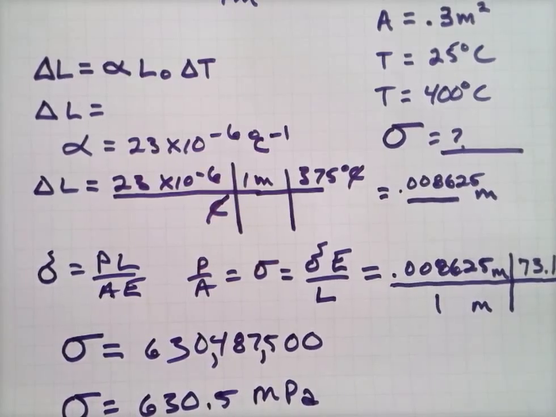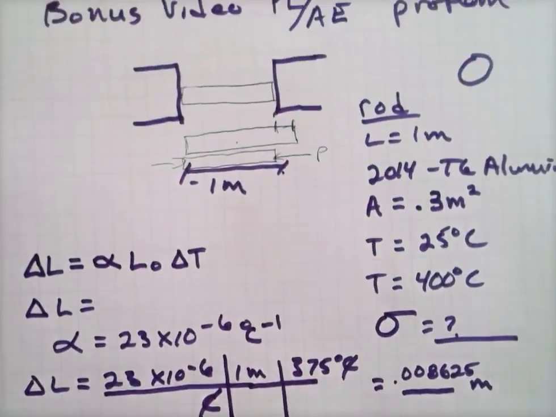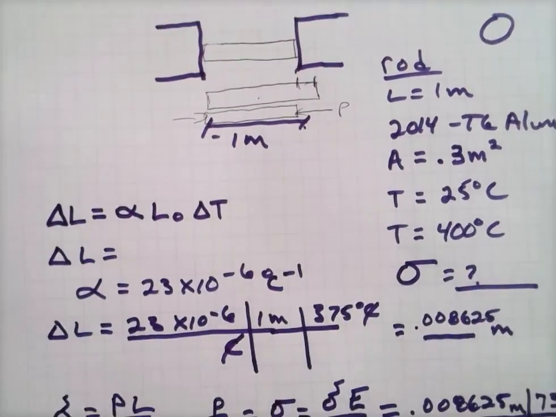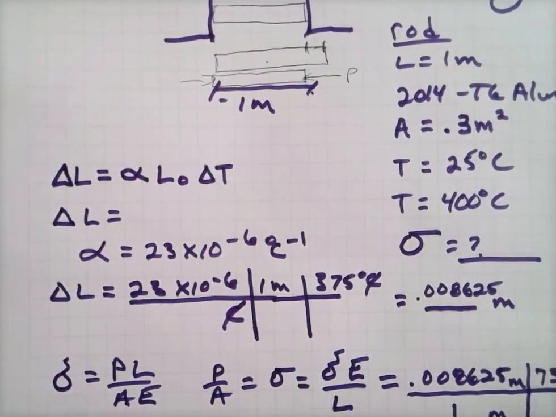All right, well, there's your bonus video. It was a PL over AE problem where the temperature increase made the rod want to expand, but the force of the immovable walls prevented it from expanding. The amount that it gets prevented is exactly equal to the amount that it wanted to increase. And when we solve that for P over A, we'll get a stress of 630.5 megapascals. There you go.